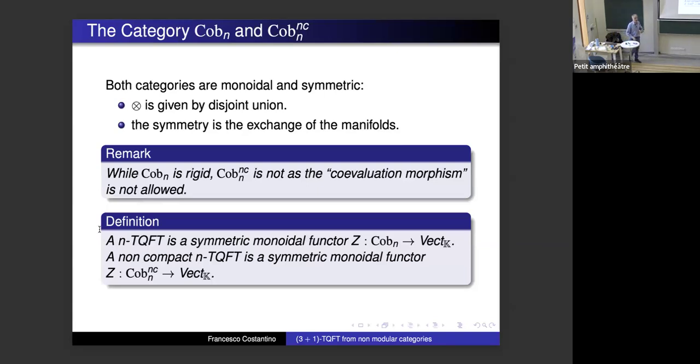This is not happening in Cob_n^nc because this is forbidden. This would be a cobordism from the empty set to something else. I read the cobordism from the bottom to the top. So it's forbidden in Cob_n^nc. Therefore, objects are not automatically dualizable in Cob_n^nc, which prevents the proof of the fact that a TQFT always has finite dimensional images as vector spaces. This is no longer true for a non-compact TQFT. What is a non-compact TQFT? It's a functor from Cob_n^nc, instead of Cob_n, to vector spaces.